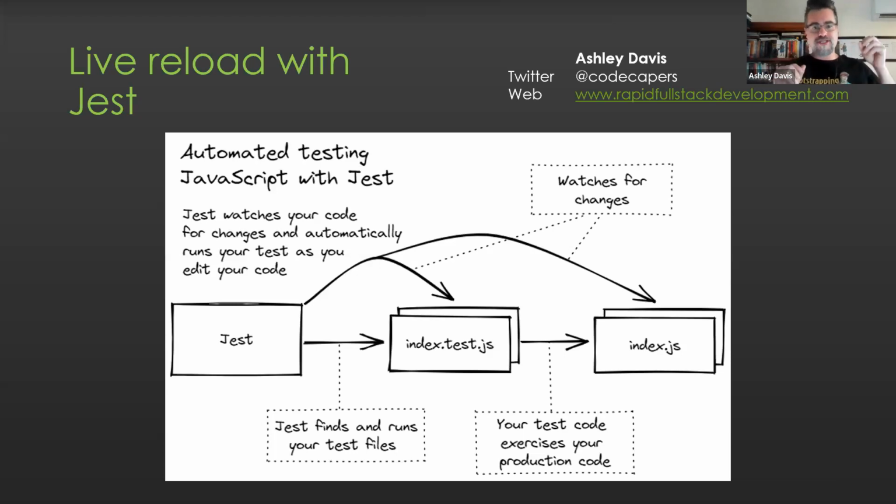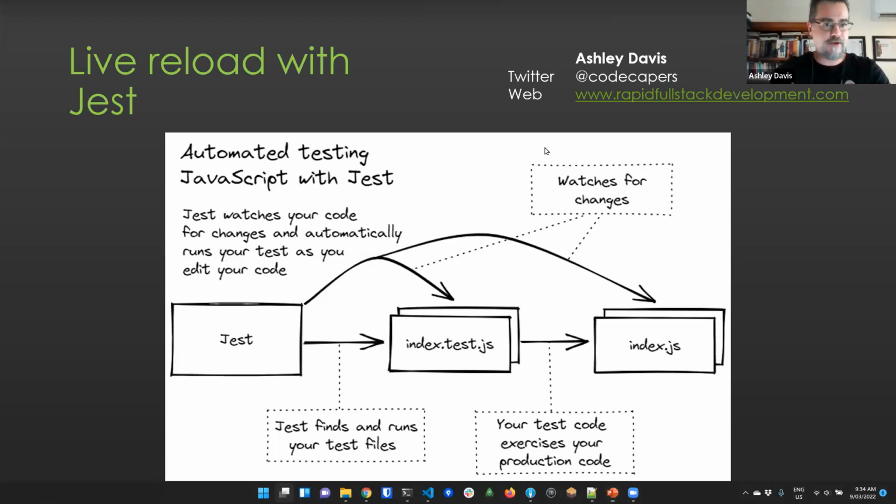This diagram shows how Jest is going to watch our code, both the code for our application and our test code. And whenever any of it changes, it's going to automatically rerun our automated tests. Now let's have a look at the example to see how that works.